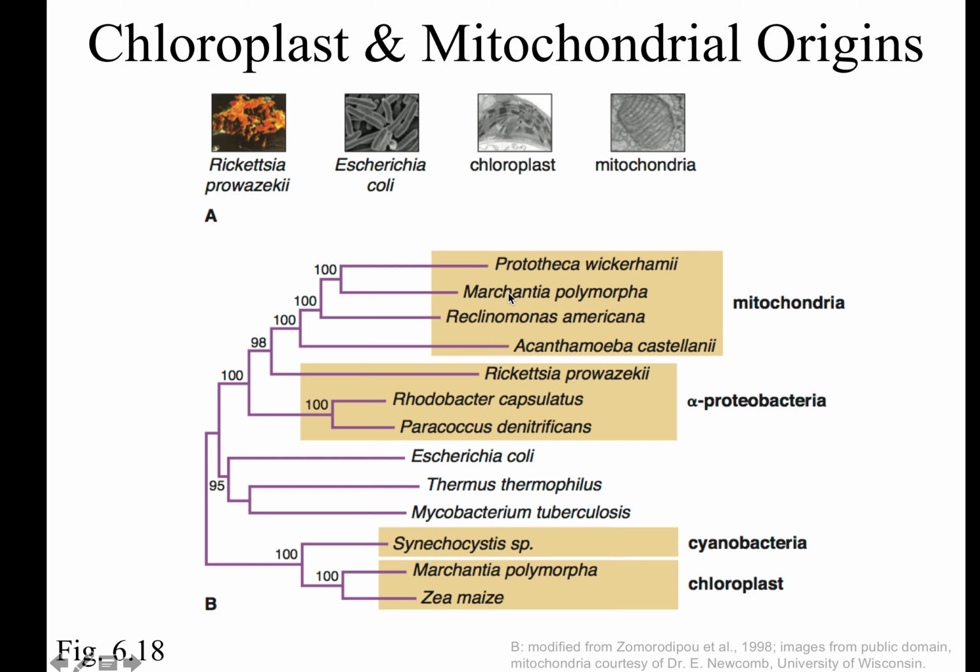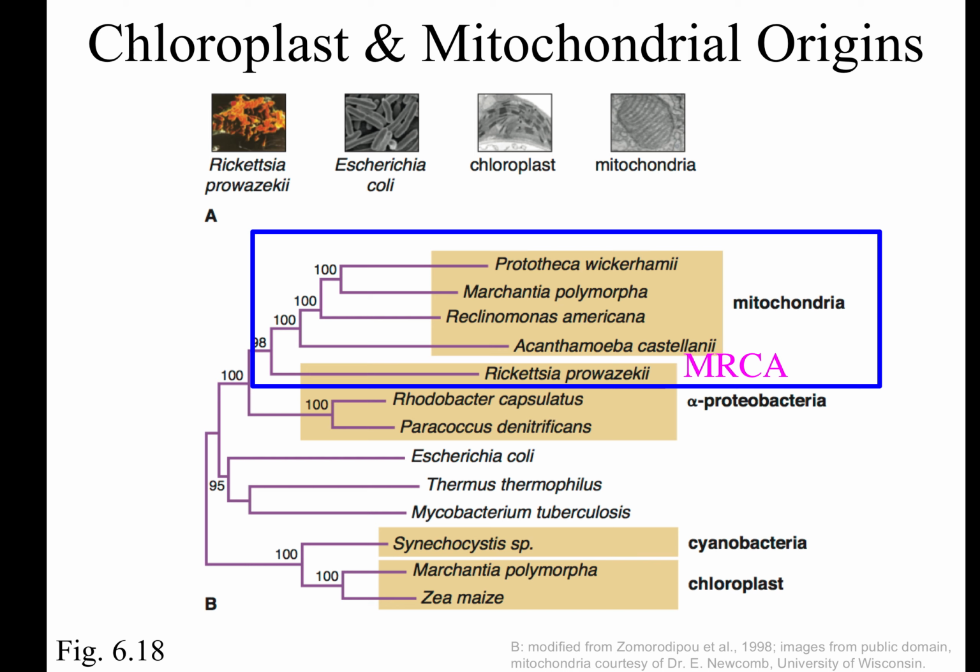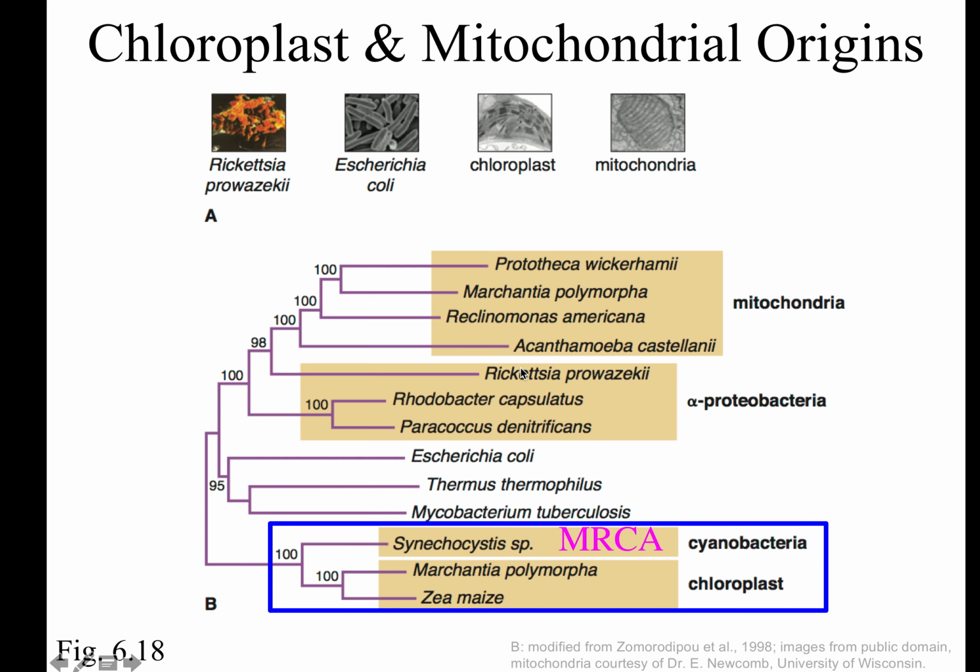And you can get a signal, in fact, a strong signal, 100% bootstrap values, that mitochondria are related to this group of bacteria, this group of alpha proteobacteria. And you also get a strong signal that chloroplasts are related to a group called cyanobacteria that are another kind of prokaryote, photosynthetic prokaryote. MRCA stands for most recent common ancestor. So these are the most recent common ancestor of modern mitochondria. And the most recent common ancestor of modern chloroplasts is this cyanobacterium.